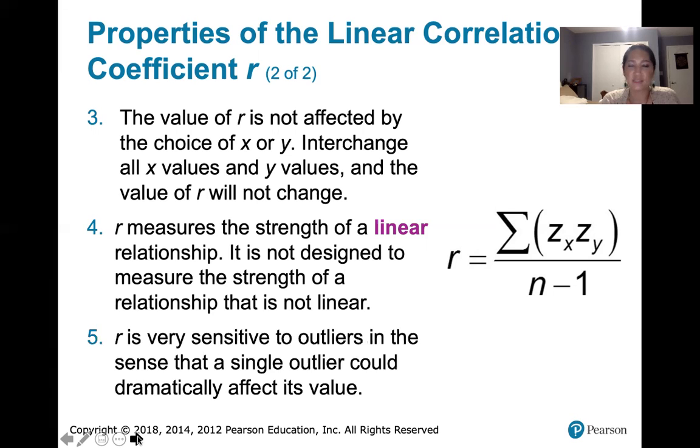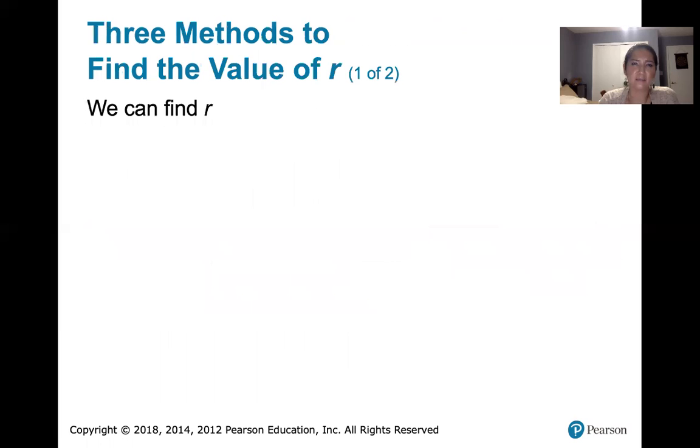And 5, R is very sensitive to outliers, again, because of the presence of these z-scores. If we have an outlier for X or for Y, or even an ordered pair X and Y, those z-scores are going to be very high or very low. Those are going to be a large number of standard deviations above or below the mean. So that's going to affect that quotient quite a bit. It's going to change the value of R quite a bit. So we need to be careful about including outliers. If we choose to include them, we should calculate R with and without them, and then decide based on those results what to do with the outliers.